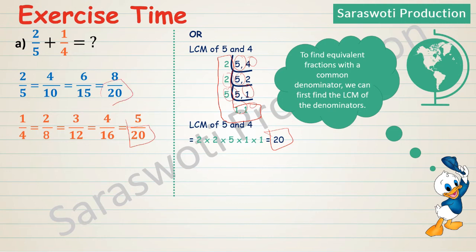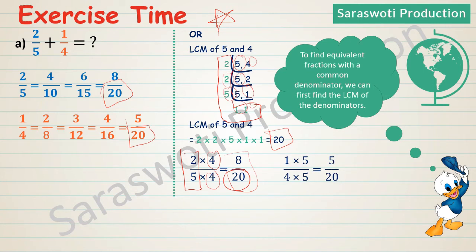I feel that this method is easier because it's more direct, and now I simply have to multiply by some numerator and denominator to get 20. Given 2 by 5, you want 20 as the denominator. You simply multiply the numerator by 4 and the denominator by 4 to give me 8 by 20. For the other number, I have 1 by 4, so I do 1 into 5 by 4 into 5 to give me 5 by 20. Thus the answer is 8 by 20 plus 5 by 20 is equal to 13 by 20. Simple? Yes, wonderful.